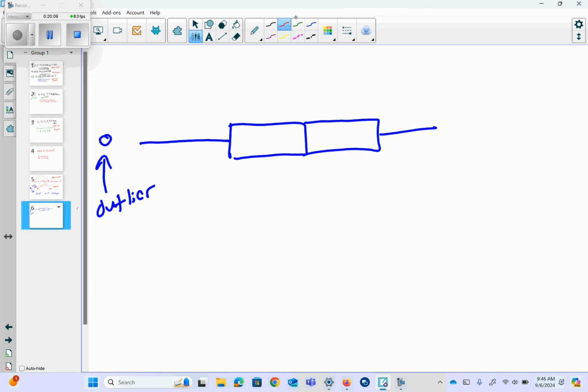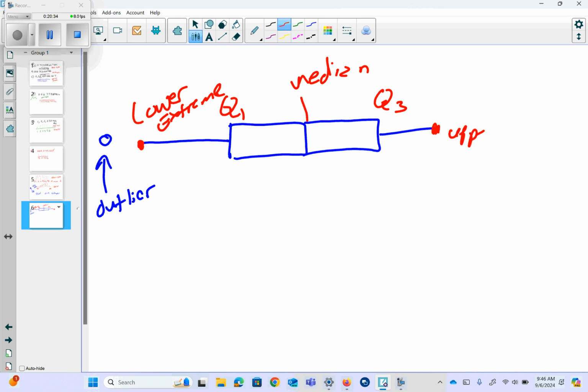Okay, so the very middle of this rectangle is the median. This over here is Q3. This over here is Q1. That means quartile. This is your lower extreme, so the end of it. Notice I didn't highlight the outlier there. This is our upper extreme.